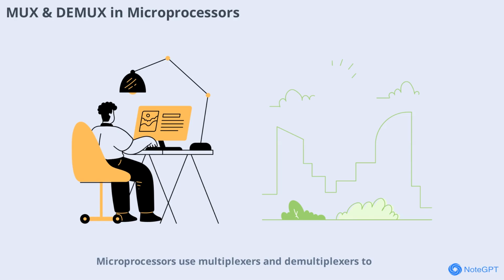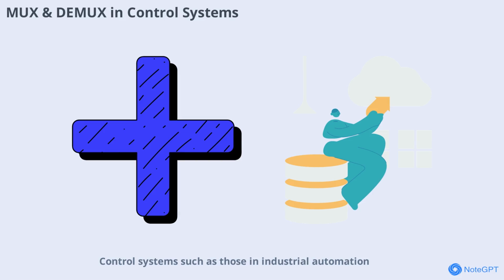Microprocessors use multiplexers and demultiplexers to manage data flow between the CPU, memory, and peripherals. This allows the processor to communicate with multiple devices using a limited number of data lines, improving efficiency and reducing hardware requirements. Control systems, such as those in industrial automation, use MUX and DEMUX to manage signals from sensors and to control actuators. By efficiently routing data, these devices help ensure that the system operates smoothly and responds quickly to changing conditions.